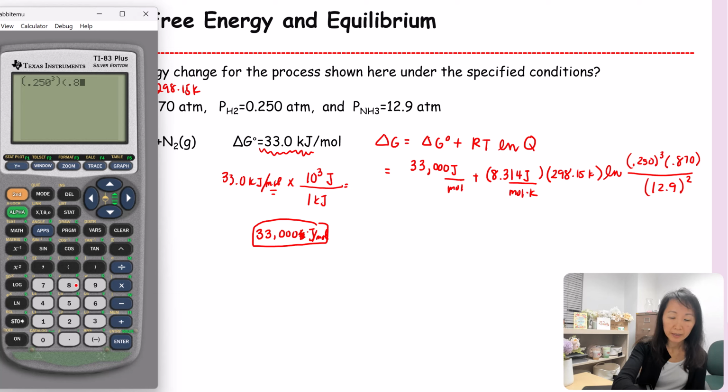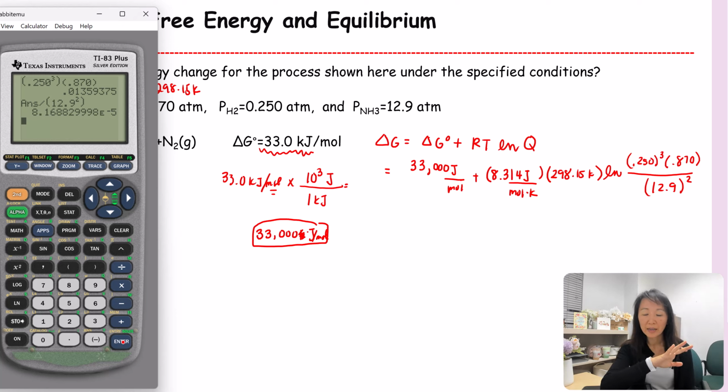Multiply by 0.870. And then I'm going to divide this by 12.9 to the second power. So hit enter, divided by 12.9 to the second power. There we go. So that's the value I get, and that's inside of this ln. So we have to incorporate the ln in, second ln, and that's what I get. So I get a negative value.